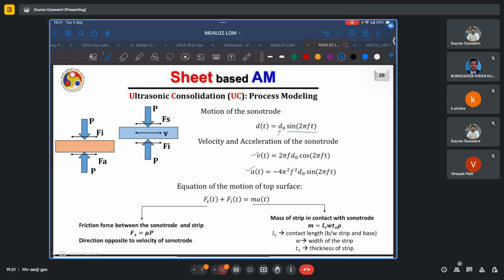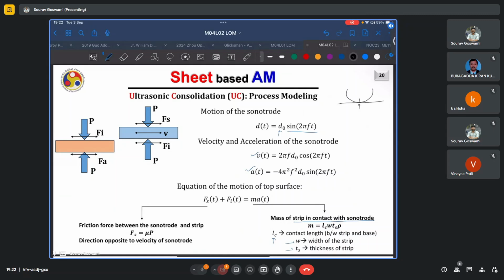And thus, on the top surface, the equilibrium of forces will give us Fs plus Fi equals mass times acceleration. This mass is of the strip in contact with the sonotrode, which can again be modeled from the contact length between strip and base, the width of the strip, and the thickness of the strip. Why contact length? Because ideally the contact between the roller and the strip should only be at one point. However, we know that this is never really true, and under the action of Hertzian contact stresses, there will be a finite area or a finite length of the sonotrode which is in contact with the sheet. It is never truly along just one single line, or in a 2D plane, just one point.